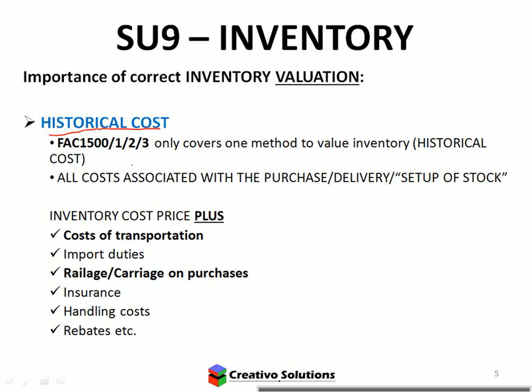When looking at inventory, if I'm looking at the cost price, I'm going to include any cost of transportation. I'm going to add any import duties, railage and carriage on purchases, insurance, handling, rebates, etc. Any cost associated with buying the stock will be included in its cost price.